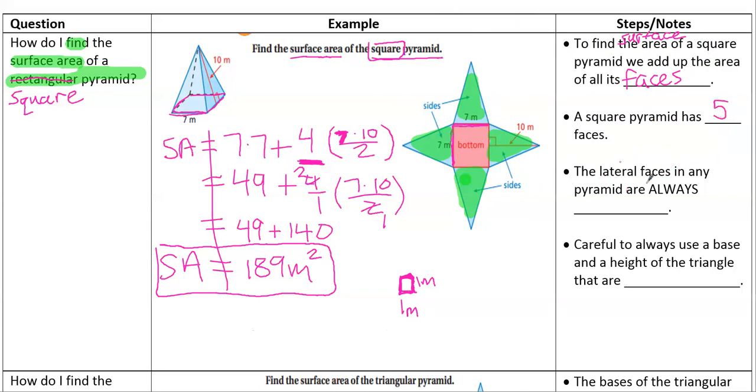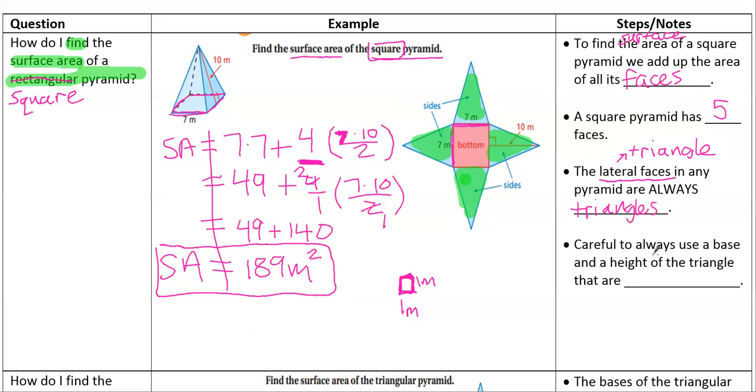The lateral faces, remember, those are the triangles. Those are the triangles, not the base. Even if the base is a triangle, the lateral face is just referring to these triangles that are surrounding the base. In a pyramid they are always triangles. I guess that was redundant. But you get the point.